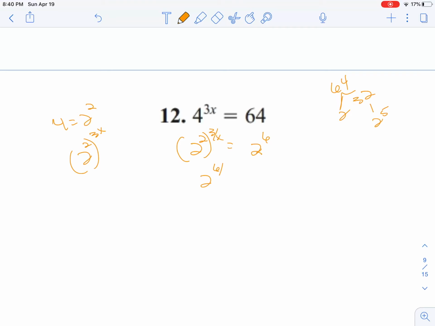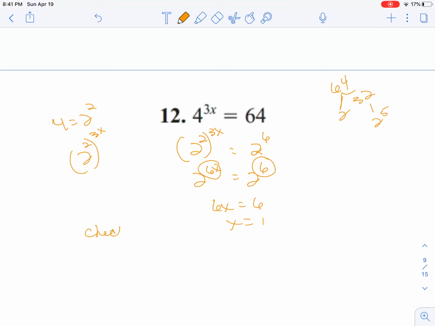I didn't even know what I'm writing here. Because this is 3x. So 2 to the 6x equals 2 to the 6th. So therefore 6x equals 6. Well, isn't that lovely? 6x equals 6. X now equals 1. Let's check that and see if it works.